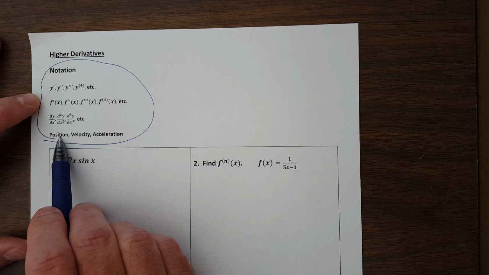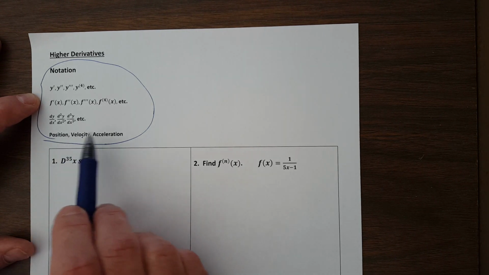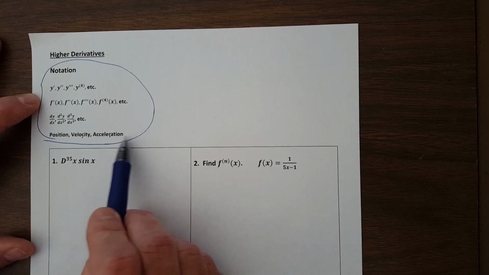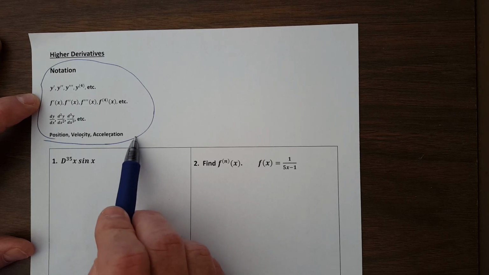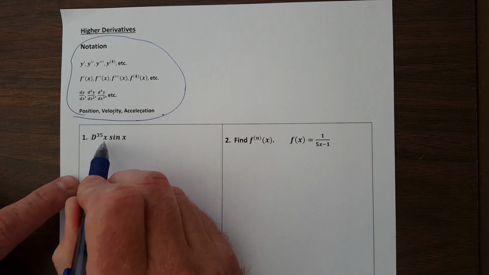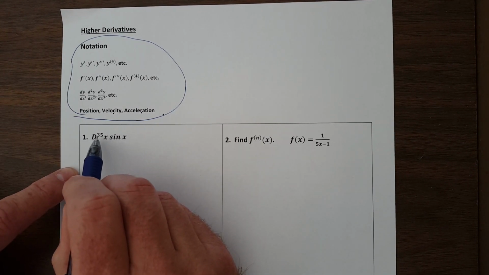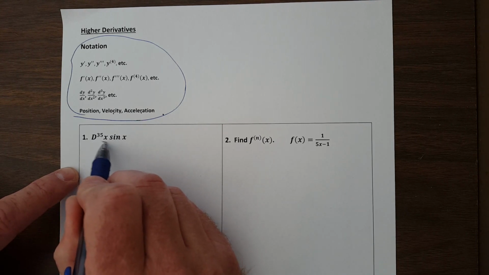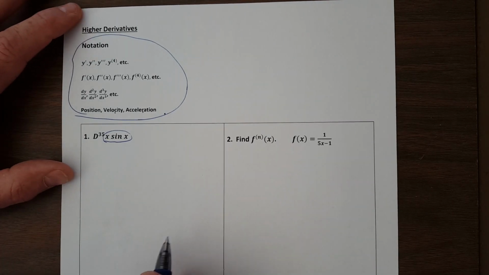And lastly, just more terminology here. If your function represents position, then the first derivative represents velocity and the second derivative represents acceleration. And I guess you could go a step further, and the third derivative is called jerk. You can look that up if you want, but we're just here to have a little fun with this. This question, you probably won't see this notation much at all, but it means find the 35th derivative of this product right here.